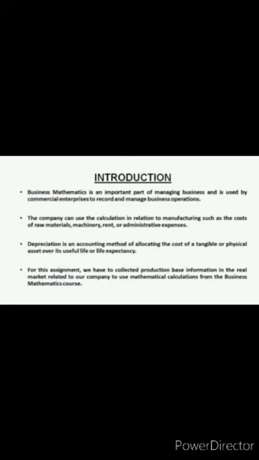The company can use the calculation in relation to manufacturing, such as the cost of raw materials, machinery, rent, or administrative expenses, while depreciation is an accounting method of allocating the cost of a tangible or physical asset over its useful life or life expectancy. Each company might set its own depreciation rate to represent how much of an asset's value has been used up.